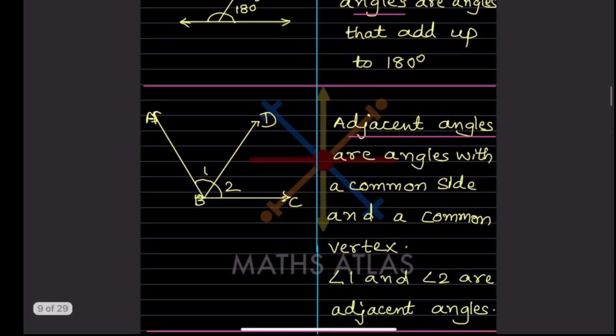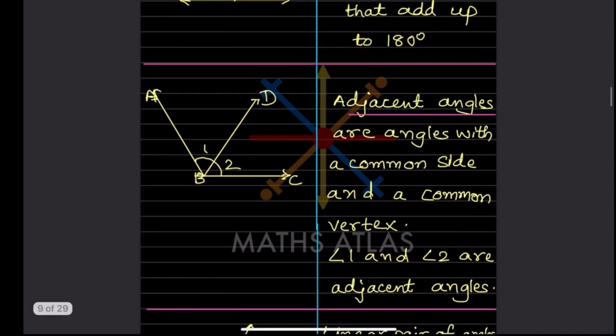Now the adjacent angles. The adjacent angles means angles with a common side and a common vertex. So this is the vertex of this one here. So they are at the side here. So one is angle 1 and angle 2. They are the adjacent angles.